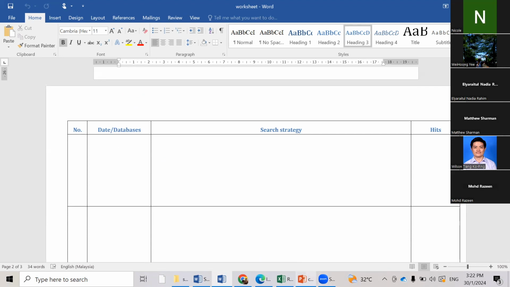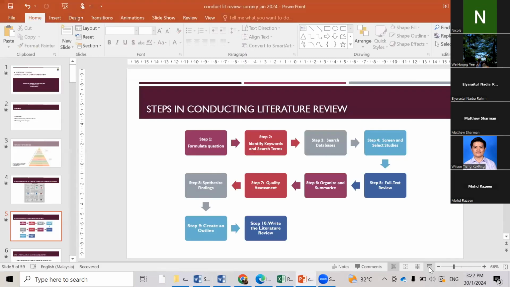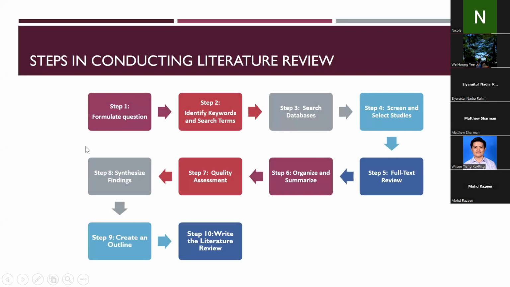Okay, so that is just some guidelines, some sort of a guide for you on how to start. Sometimes somebody will ask me where I should start, so that is where you can actually start. Get your PICO done first. All right, so first thing, you need to formulate a research question.